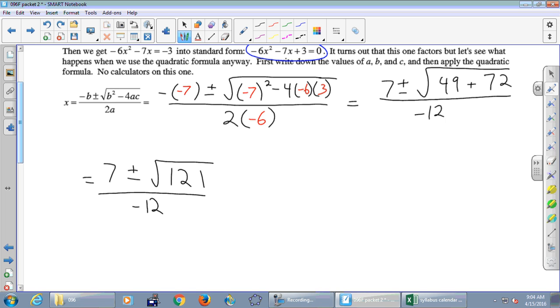Oftentimes you can go no farther when you get to a square root like this. But the square root of 121 happens to be an integer. What is it? 11. So I put one in here where it happens to be an integer just so that we know how to handle it when it's an integer. So we have that. Typically, at this stage, we would split this up into 2 fractions.